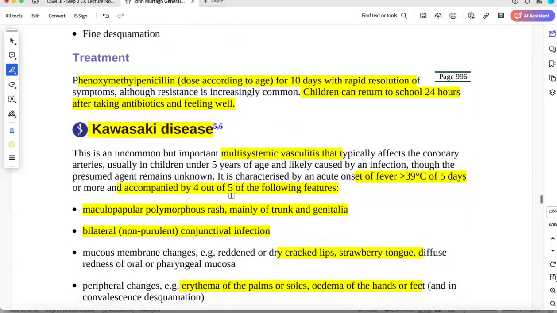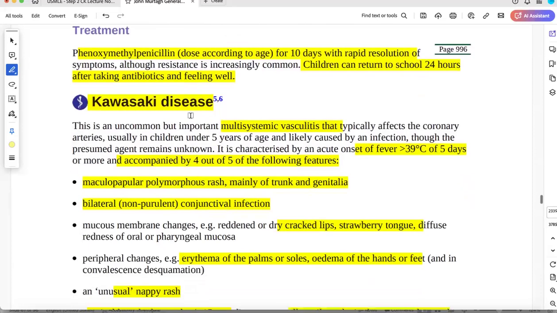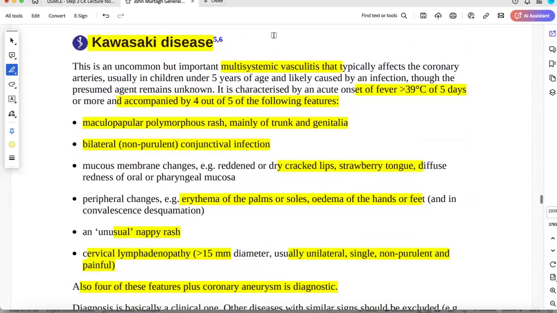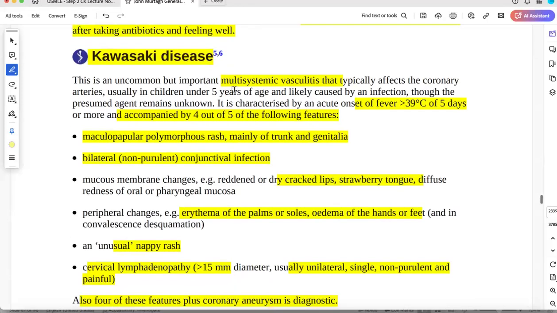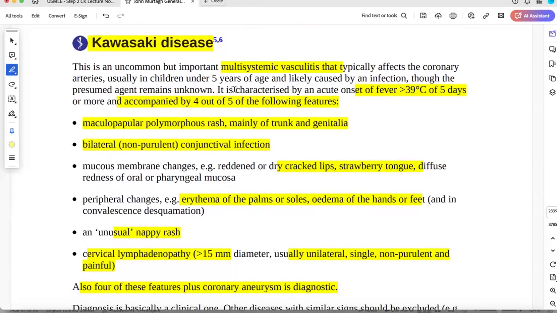This is a bacterial infection, so treatment is antibiotic, so phenoxymethylpenicillin for 10 days. And the child can return to school 24 hours after starting the antibiotic. Okay, so that's scarlet fever. Questions? Everyone good?